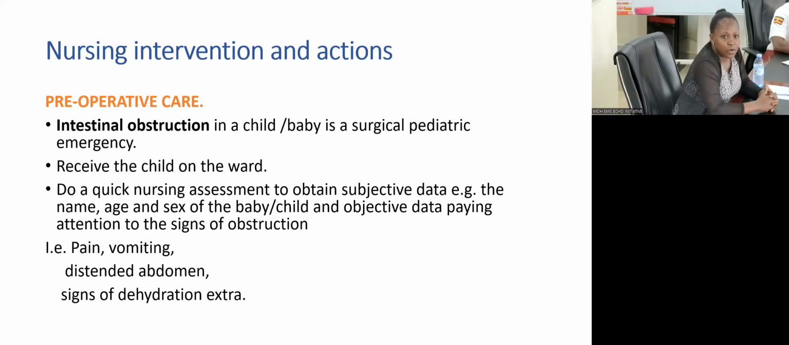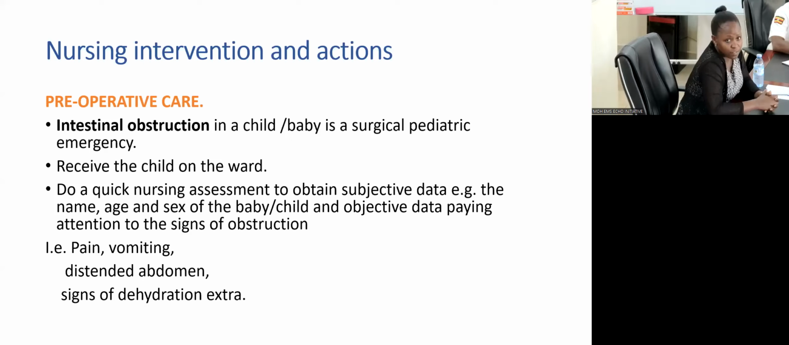Yes, as nurses, we also have our part of doing a nursing assessment. And this one should be a quick one, the reason being we are dealing with a life-threatening condition, and if we delay, we are risking the child's life. So in your assessment, you obtain subjective data. I gave an example of the name, age, and sex of the baby. And objective data, you have to pay attention to the signs of obstruction. I gave a few of them: abdominal pain, vomiting, distended abdomen. Look out for signs of dehydration and much more signs and symptoms.